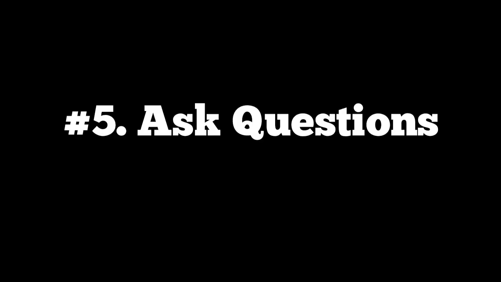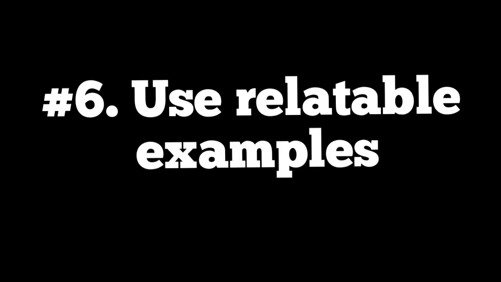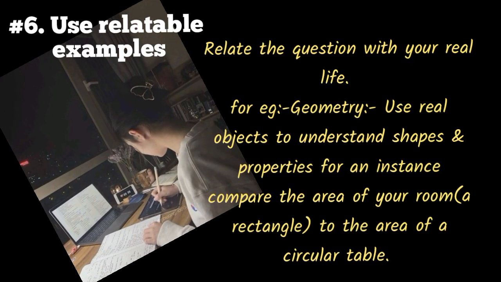Step number 5. Ask questions. I understand being anxious about it. I have anxiety myself sometimes, but there is nothing to worry about when asking questions in class. Step number 6. Use relatable examples. Relate the questions with your real life. For example, geometry. Use real objects to understand shapes and properties. For instance, compare the area of your room, that is a rectangle, to the area of a circular table.